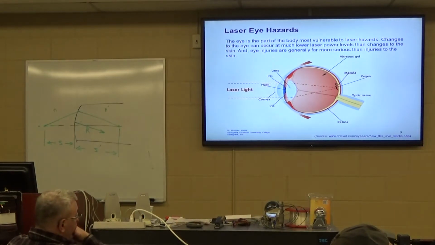Now, there's two types of vision: myopic and hyperopic. Myopia, if you're nearsighted, that's called myopia.